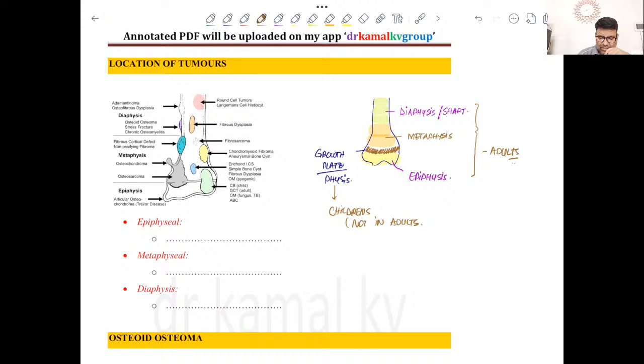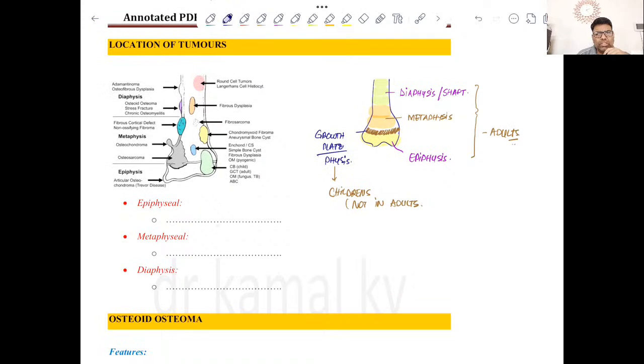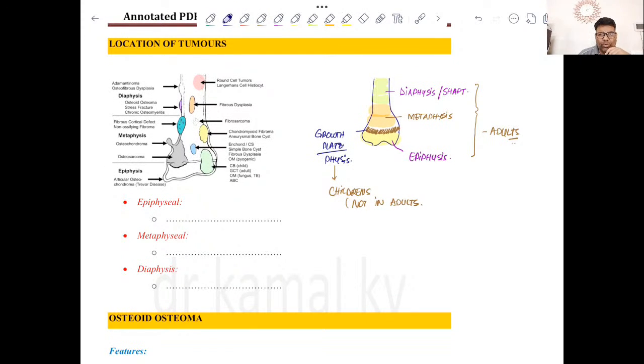So we have to discuss the tumors, the location of the tumors with respect to these areas in a long bone. So there are many conditions which can arise from different parts of the bone, but there are some extremely important entities which you should know properly, right? Like if I say epiphyseal, you should remember at least one condition, and that is giant cell tumor. Clear? So at least one condition from epiphyseal, this is giant cell tumor.